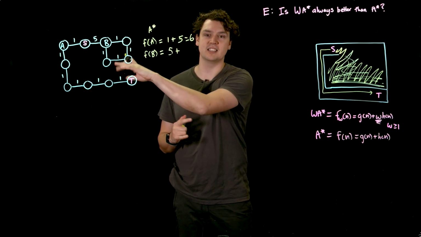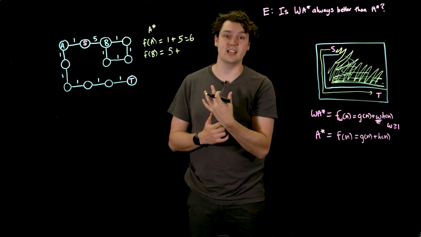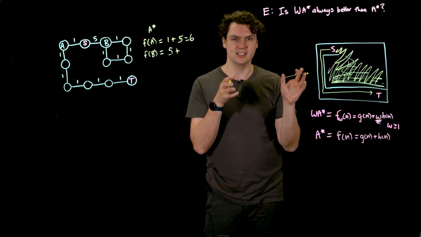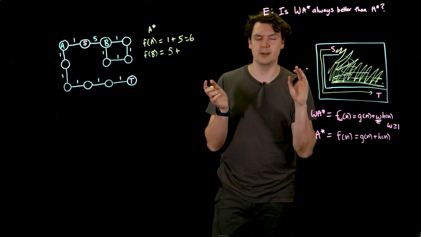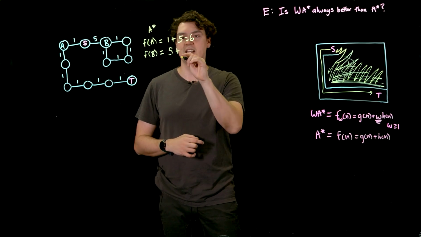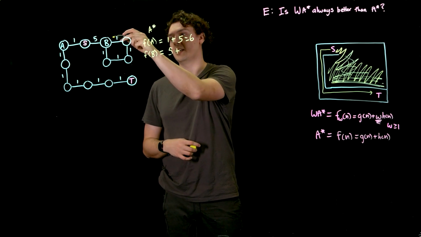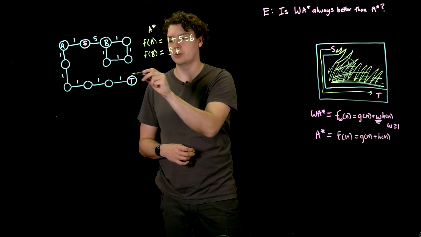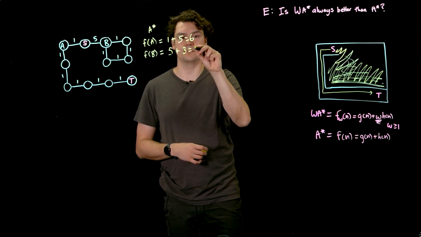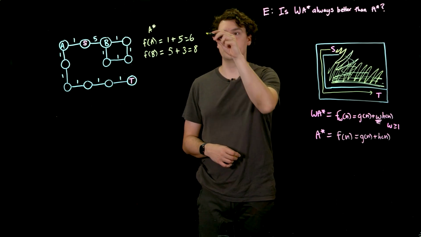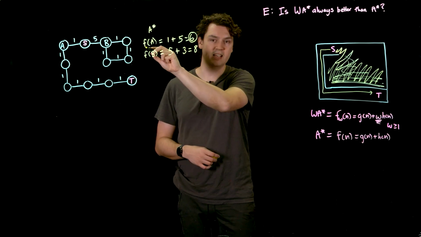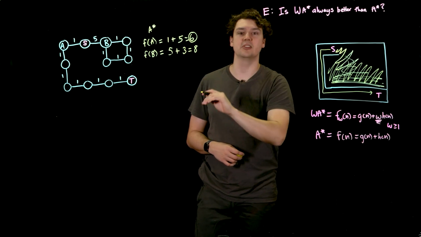So A star already thinks that's kind of a bad idea, whereas weighted A star really just goes, hey, the door looks like the right direction. I'm absolutely willing to spend the cost. So we have a cost of 5 plus, so that's 1, 2, 3, right? So from the get-go, A star thinks that A is looking more promising, 6 is smaller than 8.